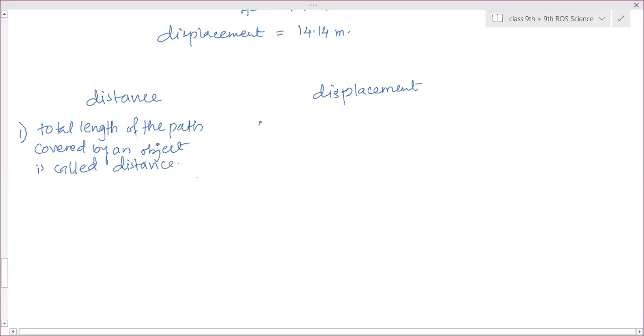And what is displacement? Ma'am, the shortest distance covered by an object. That is not always covered in a straight line. It's not needed to be covered. Ma'am, from the initial point to the final point. The shortest distance between the initial point and the final point.